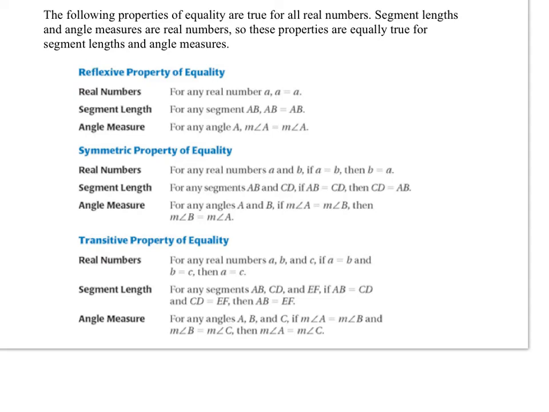So today we're going to continue with our properties of equality. These properties are true for all real numbers. Segment lengths and angle measures are real numbers, so they're true for segments and angles. So I want to just highlight the reflexive property for segments and angles. Then we have the symmetric, if then, and then your transitive, if and then.